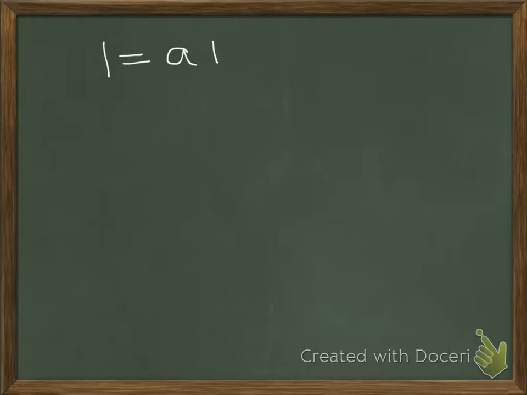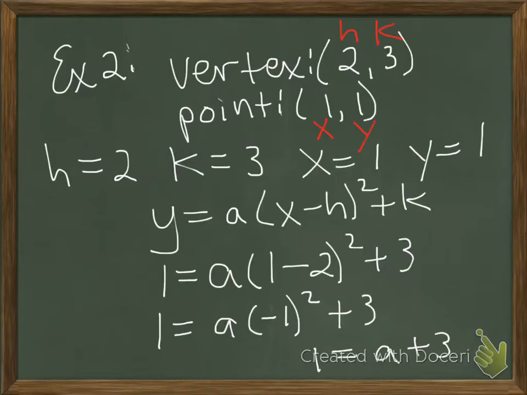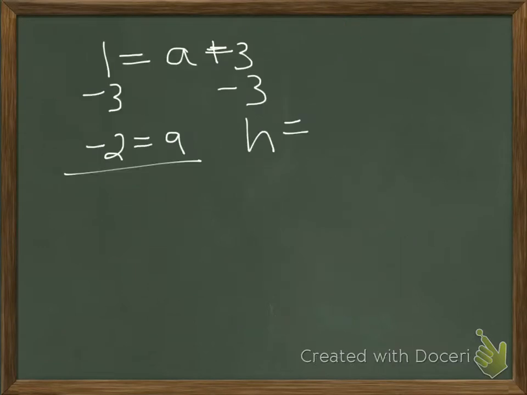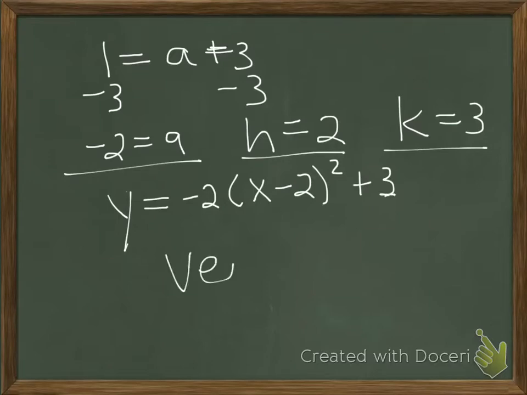Subtract 3 from both sides, and I have negative 2 equals a. And then what were my h and k? I've already forgotten. I'm going to go back and double check. h was 2 and k was 3. So if I put this all together in my formula, y equals negative 2 times (x minus 2) squared plus 3. That's my vertex form of the equation, and that's my answer.